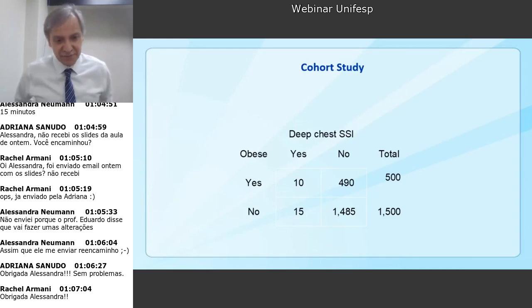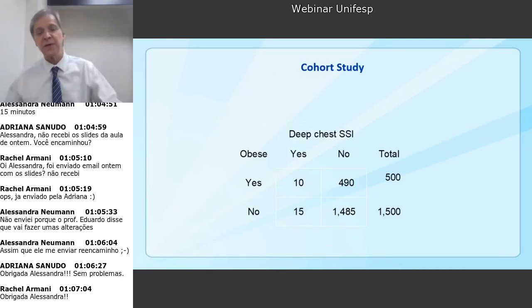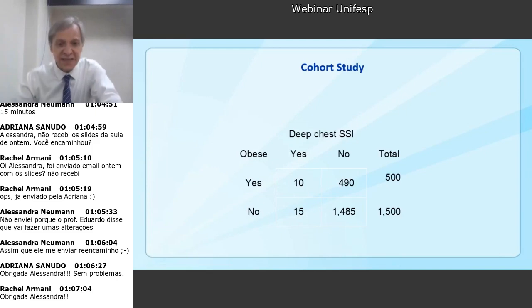So let's calculate the risk here. If it happens to be a case control, you calculate the odds, but you could calculate the risk-odds ratio here. But let's calculate the incidence rate of deep chest infection among obese people. What's going to be that?